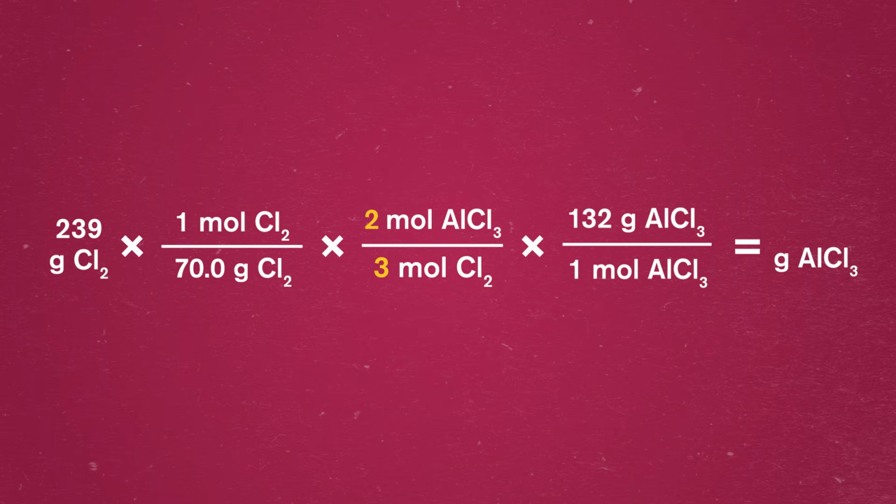Then, we do the same thing for 239 grams of chlorine, using a different mole ratio, and then multiply by the molar mass of aluminum chloride to convert to grams. It turns out that 300 grams of aluminum chloride is produced by chlorine alone.